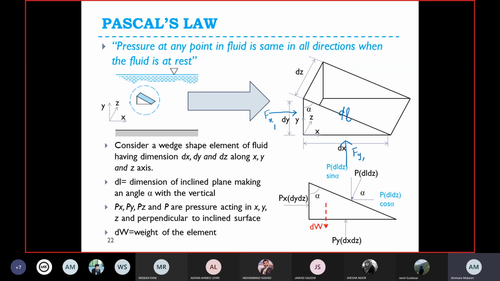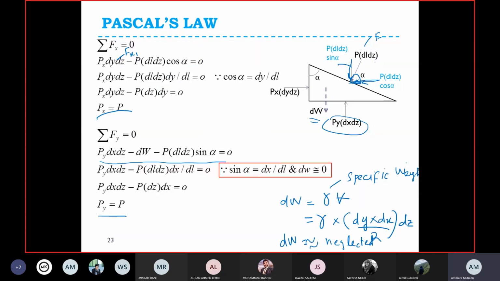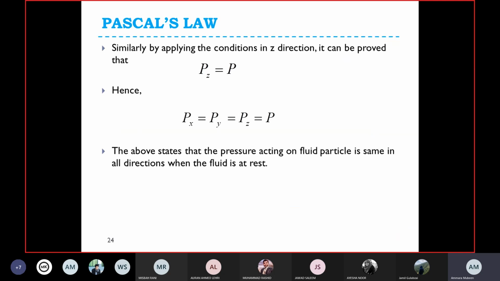But just remember that pressure would be normal to the surface of that element. Okay? And similarly, you can also prove that Pz is equal to P. Similarly, by applying the conditions in the z direction, it can be proved that Pz is equal to P.